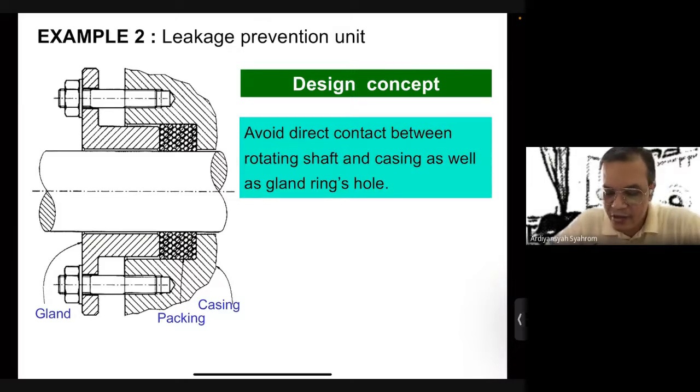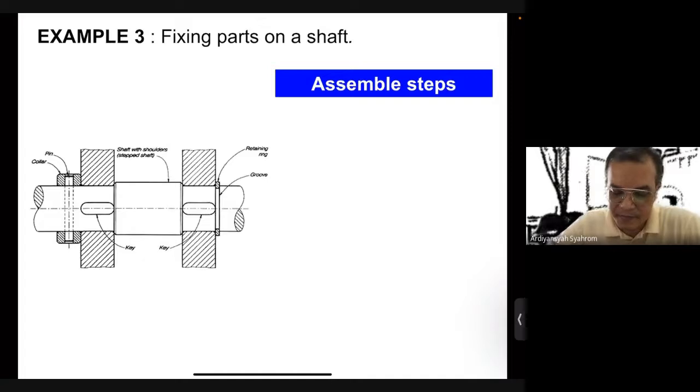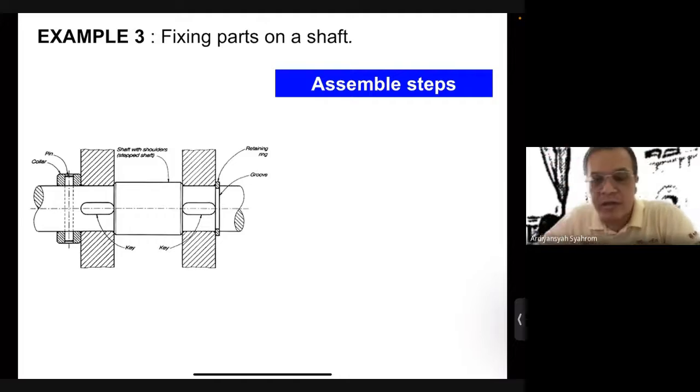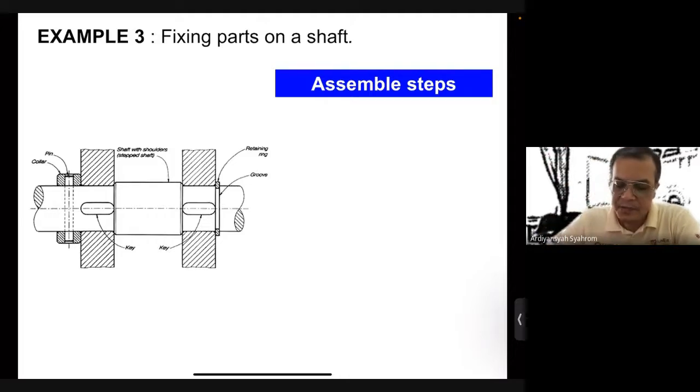Avoid the direct contact between the rotating shaft and the casing, as well as the gland ring hole. Yeah, that is the thinking. Okay, that is another fixing part on the shaft. This is how to assemble it.